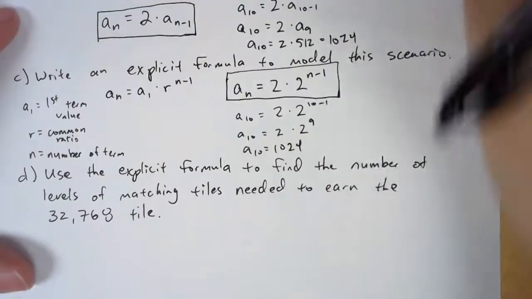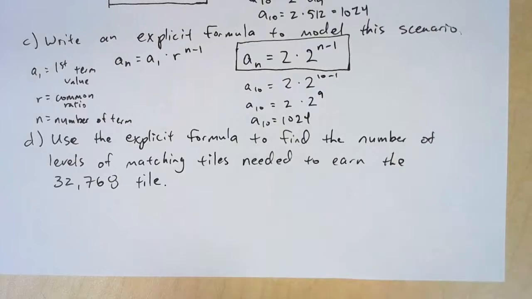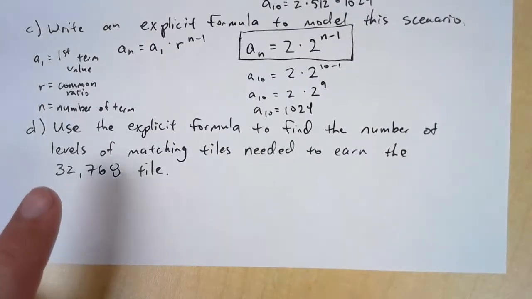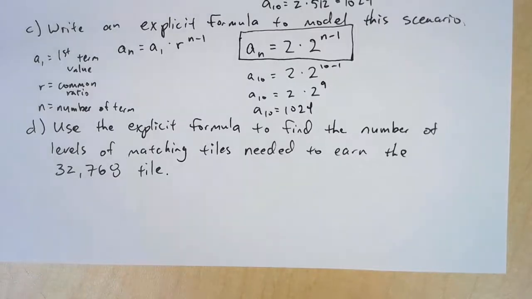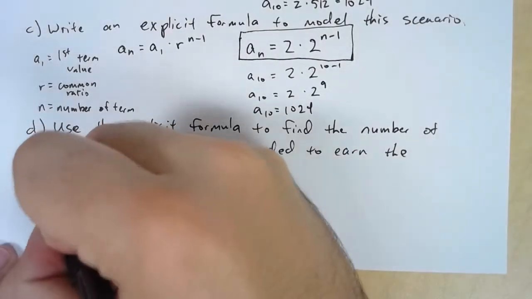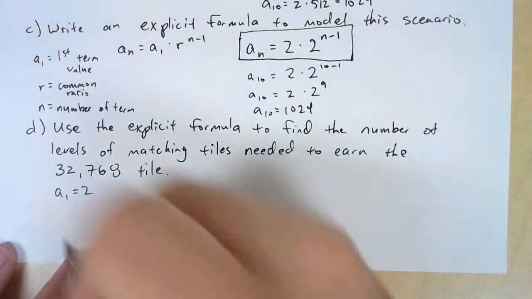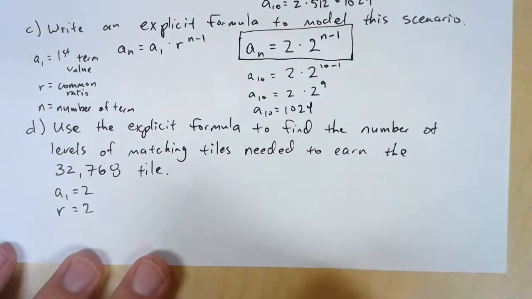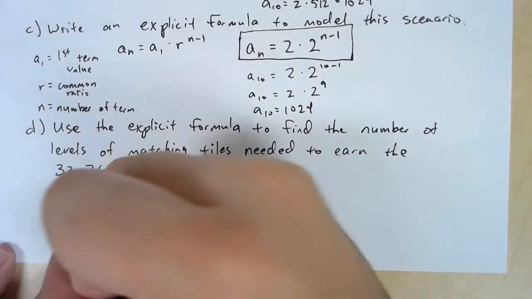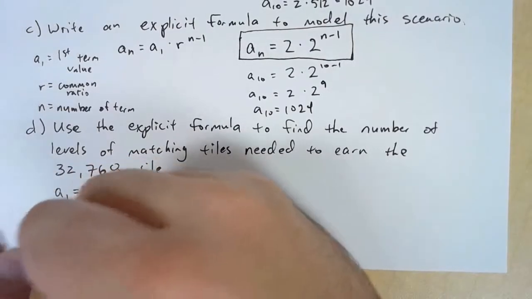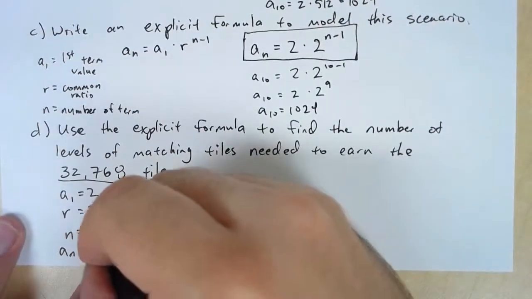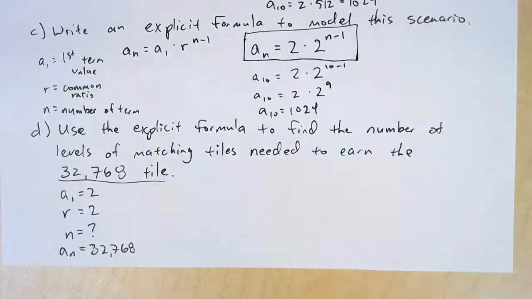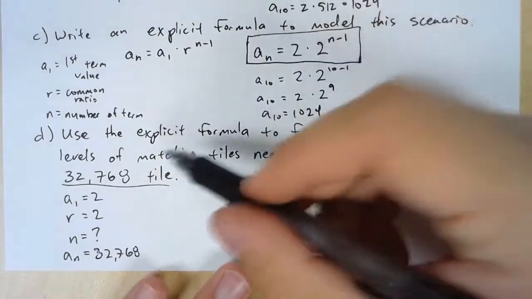All right, so let's look at part D. Use the explicit formula to find the number of levels of matching tiles needed to earn the 32,768th tile. Let's see what we know. We know our a sub 1 is still 2. We know our common ratio is still 2. We don't know the number of tiles, though. That's a question mark. But we do know the final value, the 32,768 numbered tile.